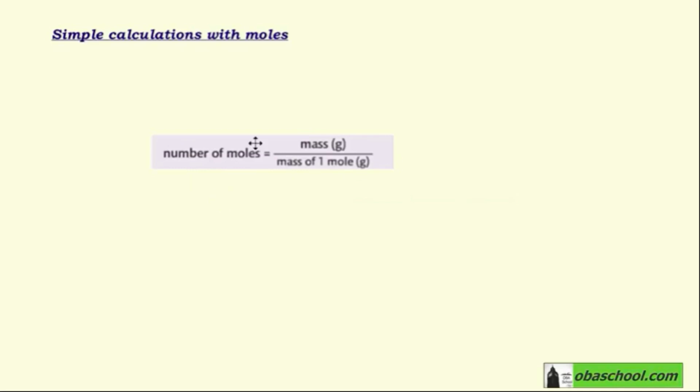So the main formula is number of moles equals the mass in grams divided by the mass of 1 mole in grams. Usually the mass of 1 mole is the same as the relative formula mass, which we saw earlier, where we find it and put grams next to the answer. So mass of 1 mole equals the relative formula mass in grams. So this is the main formula to find the number of moles.